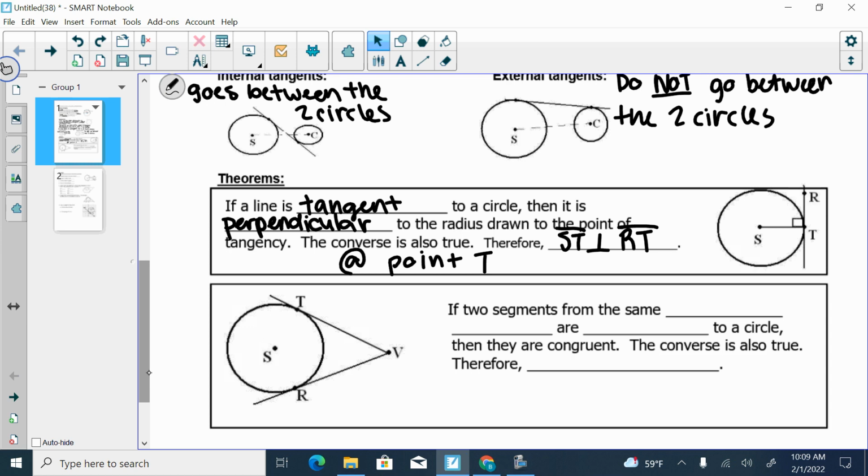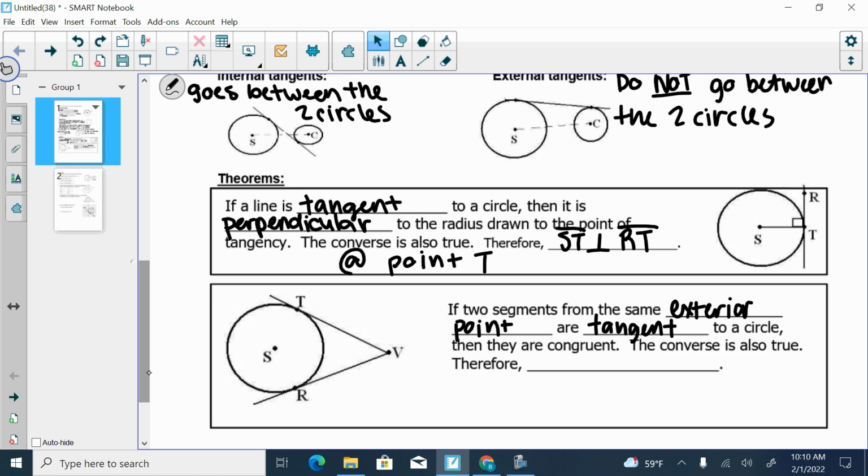Alright, so we now know that a radius and a tangent are going to be perpendicular, meaning they form a 90-degree angle. Our second theorem says if two segments from the same exterior point are tangent to a circle, then they are congruent. The converse would also be true.